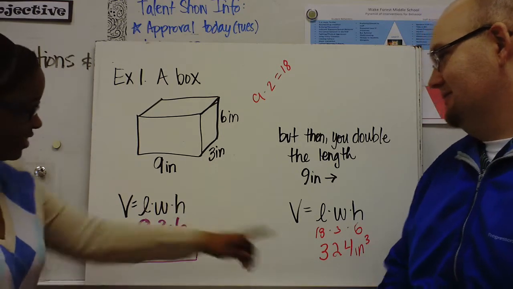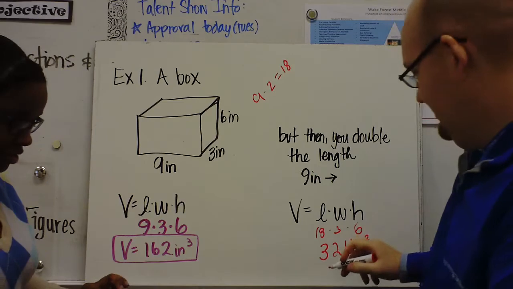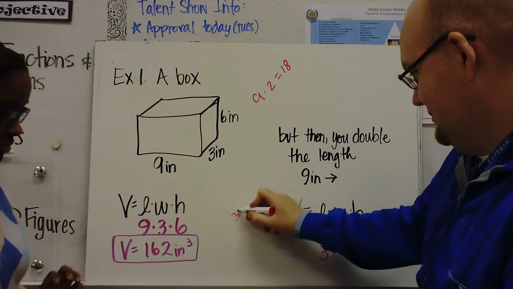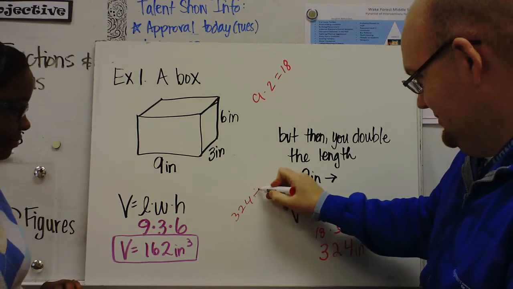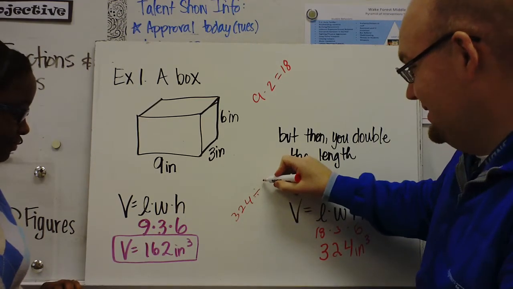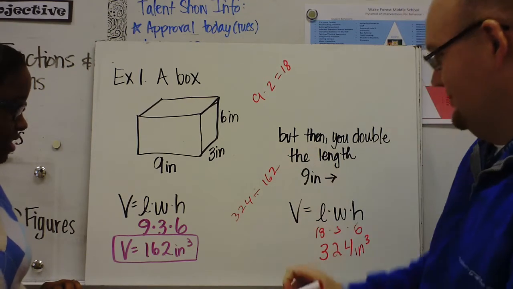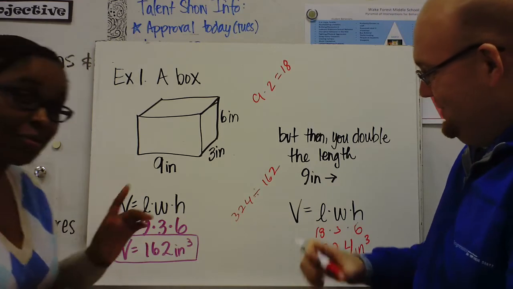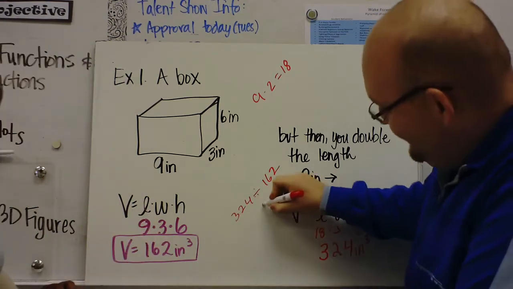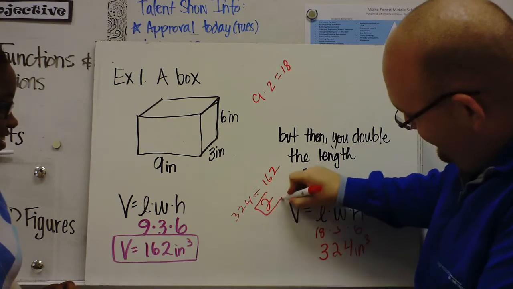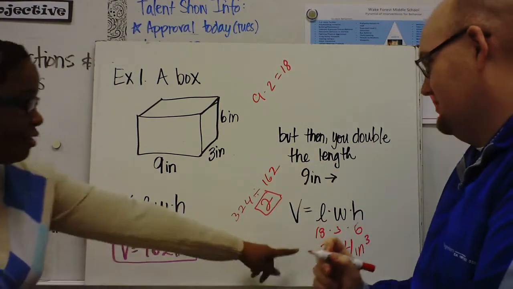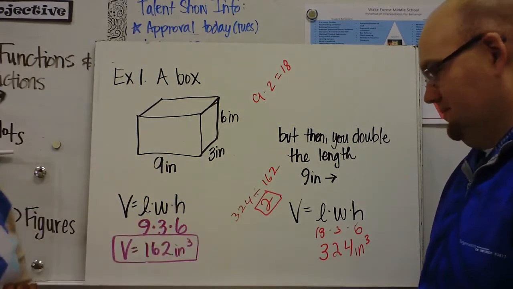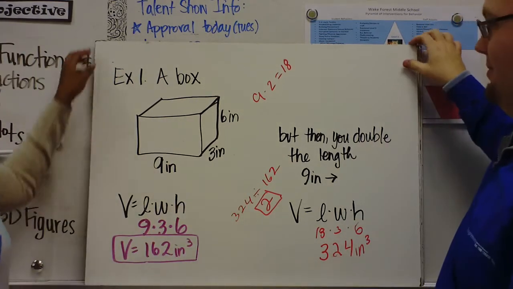Well, we have to check. We're going to compare. We have to divide 324 divided by your original volume, by 162. By 162 equals. What do we come up with? 2. Yes. So our volume is double from our original volume. If you double the length, then your volume is going to be double. Very good.